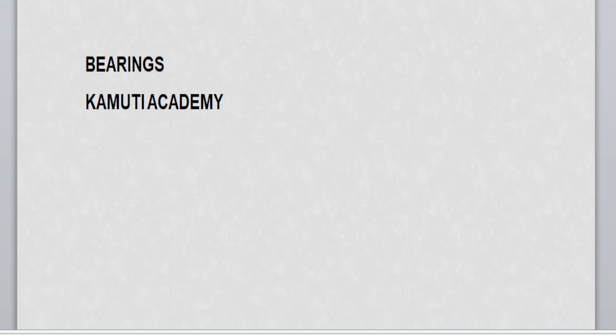Today we're going to look at bearings, but the type of bearings that we're going to look at is what we call three-figure bearing. There are other types of bearing that you should note, but the one that is common for both internal and external exams is the three-figure bearing.